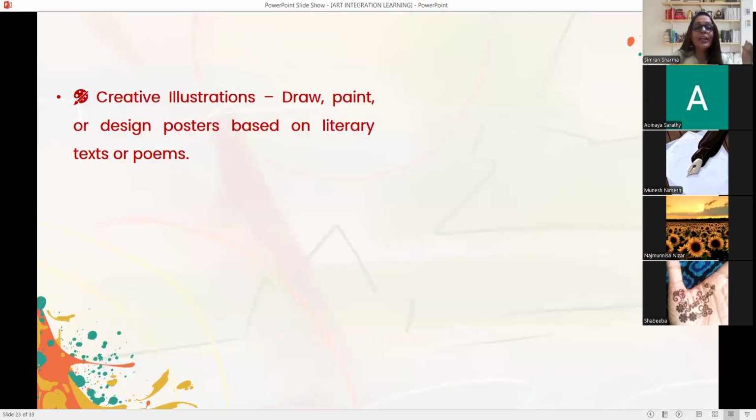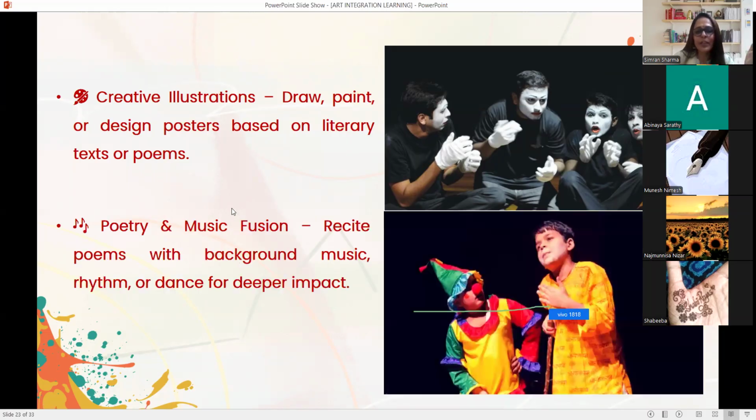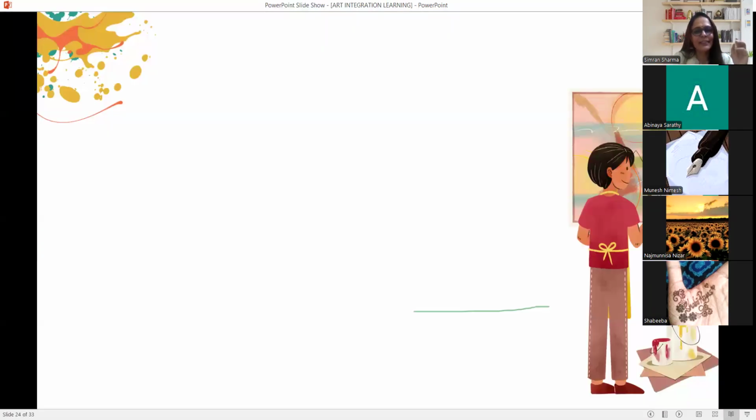Now, creative illustrations by drawing, painting, mime. Mime is another medium where the stories and the drama can be created. The expressions, the painting, it attracts students, and the story stays with them. Poetry and music and fusion, recitation of poems with background music and rhythm and dance, again make it more joyful, interesting, make them happy, and learning easy.